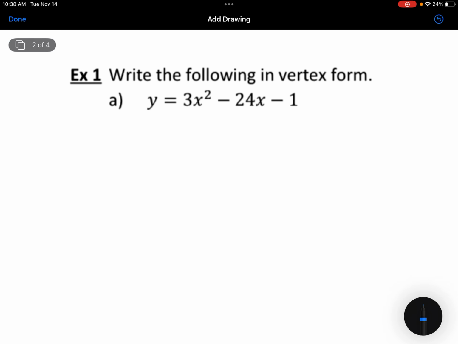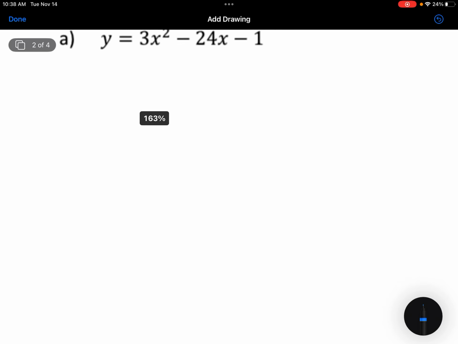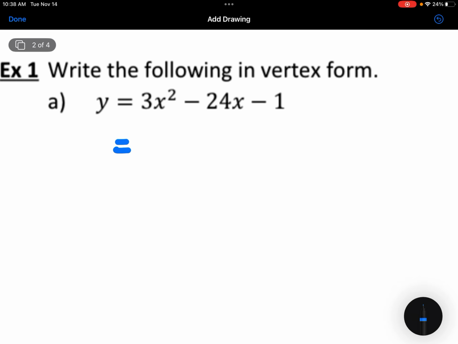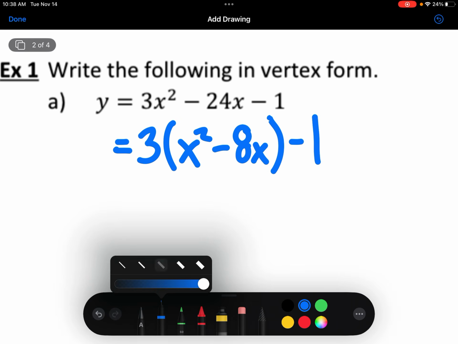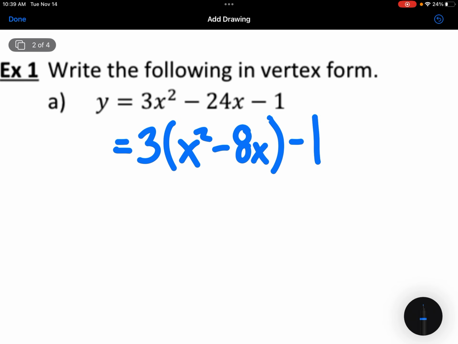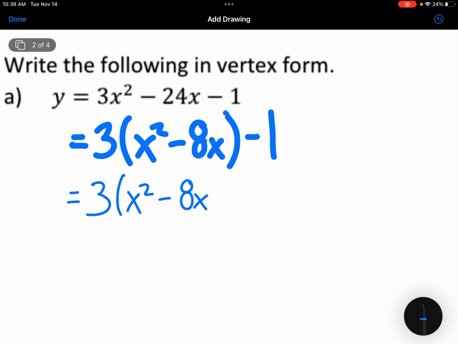So when I look at this first example, my first thing that I want to do is factor out that 3. So that's going to become 3, and then we've got x squared minus 8x. We factored it out of a and b. So after that, we've got 3, we write our x squared minus 8x. And now what we're going to do is half 8, half of our b value, and square it. Half of 8 is 4, and 4 squared is going to give me 16.